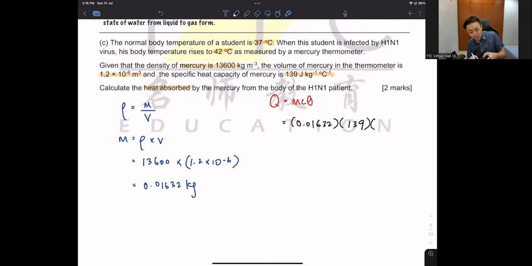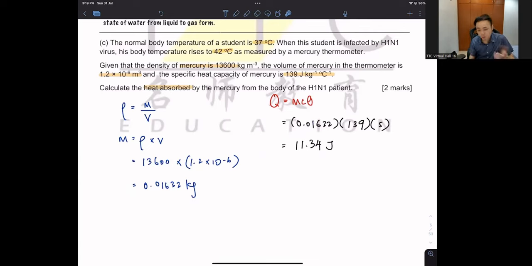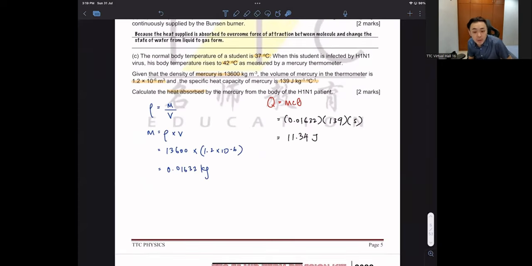42 minus 37, we get 5, correct? The answer is 11.34 joules. This one you can round off, you can write 11.3 or 11.34, your choice. No need to keep so many decimals since it's already the final answer. Only when you're calculating halfway, then keep more decimal points. But for this one finally, that's it. It's okay to round.